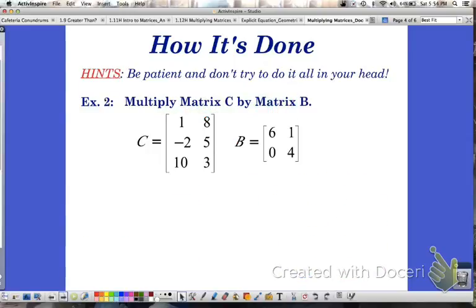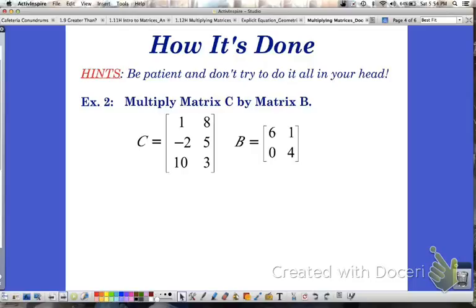So let me do another example with you just to make sure you've got it. Remember, my hint is you need to be patient and try not to do it all in your head. It helps to write down and it helps to highlight or circle things like I'm doing right now. Look at this problem I'm asking you to do. I'm asking you to multiply matrix C by matrix B.